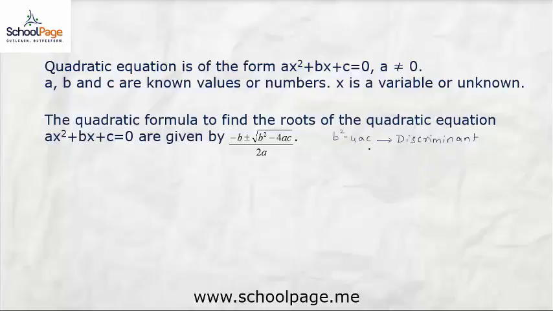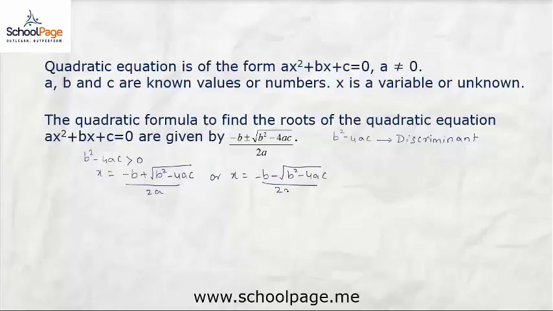Now the discriminant b² - 4ac can either be less than 0, equal to 0 or greater than 0. Let us take the first case when b² - 4ac is greater than 0. That means x will be equal to (-b + √(b² - 4ac)) / 2a, or x will be equal to (-b - √(b² - 4ac)) / 2a. That means we will have two real and distinct roots.